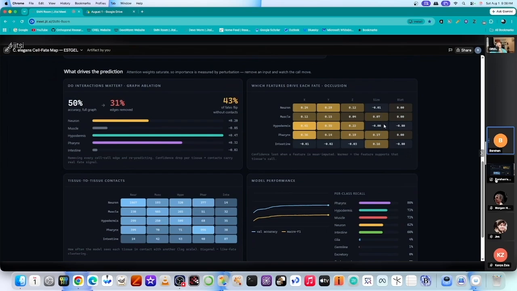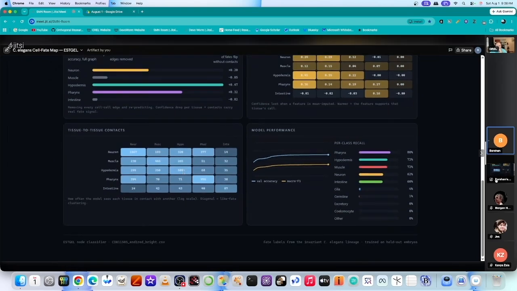And next we have the size and all. It's different for different parts of the cells. We also have the tissue to tissue contact, like neuron is connected to 1067 neuron cells, and we can see the model performance over here, how it increased. It was like 40% when I started it, and it increased to around 65%. So maybe if I run it for like 100 epochs, it will go to 70, 75 or something.